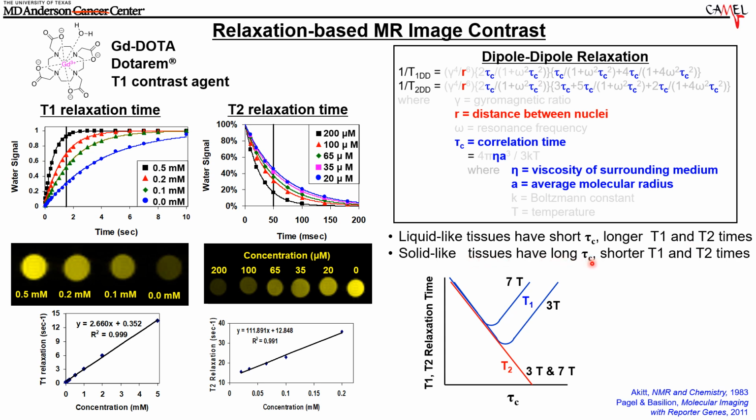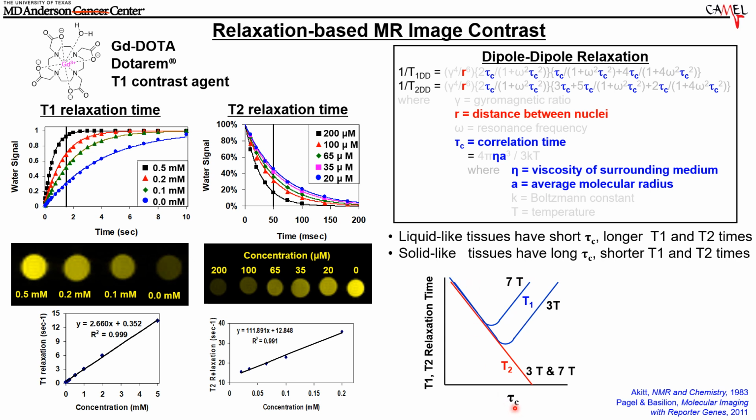Solid-like tissues have a long correlation time. They tumble very slowly, so it takes a while for them to have one rotation of their molecular structure, and therefore they have shorter T1 and T2 times, as shown on this diagram. This is also dependent on magnetic field strength. So at higher field 7 Tesla magnets, you will have the T1 and T2 relaxation time be long.